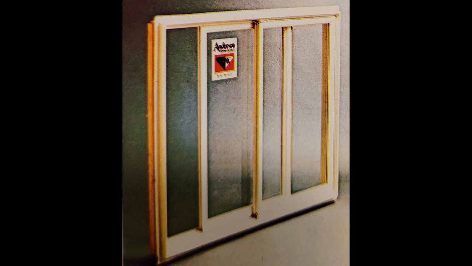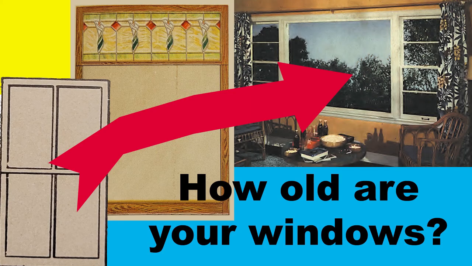Another thing about modern windows is that the millwork companies began using new materials instead of wood that are intended to last longer than a wood window. And three of the most common materials that they use for windows are aluminum, vinyl, and fiberglass. This is the end of my brief introduction to windows in the United States.